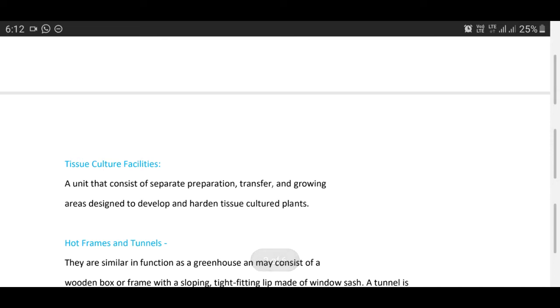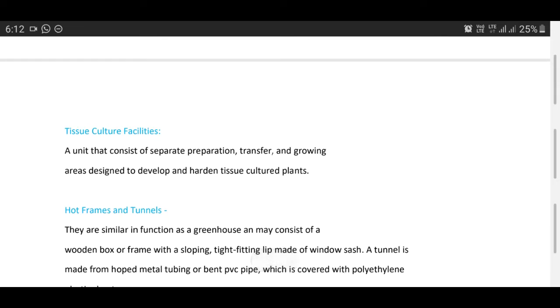Tissue culture facility. This is a separate facility in the nursery. It is a separate unit where plants are propagated by using in vitro technique. A unit that consists of separate preparation, transfer and growing areas designed to develop and harden tissue culture plants. The greenhouse structures are also used for acclimatization or hardening of the tissue culture plants. So, such facilities should also be developed within the nursery area.